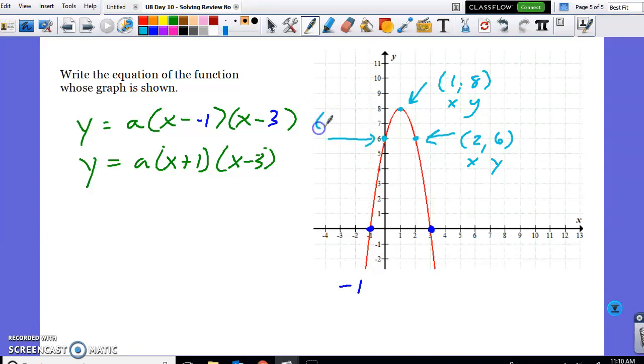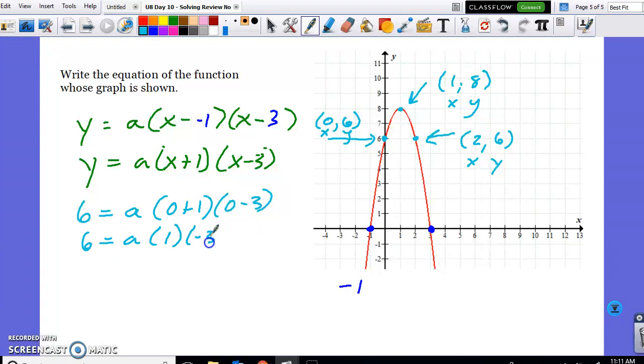And finally, what I think is the best option is this one, 0 comma 6, the y-intercept, because x is 0. So I'm going to use that one. I'm going to plug it in for x and for y. Notice every time I see an x, I'm putting in 0. Every time I saw a y, I'm putting in 6. And I just solve for a. You see I'm just adding and multiplying and dividing.